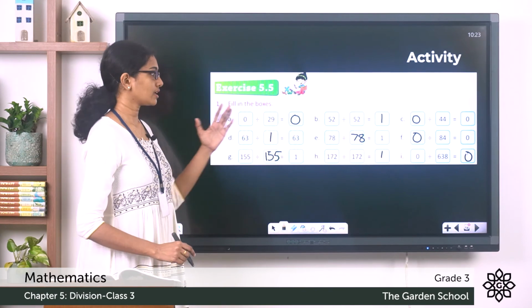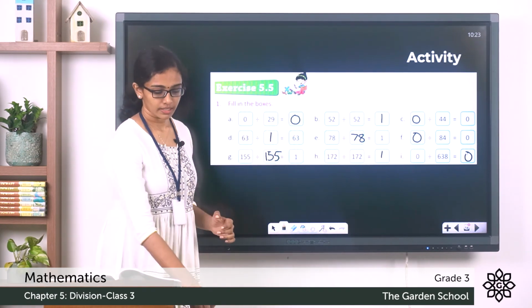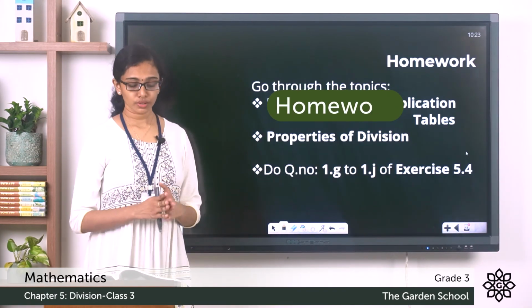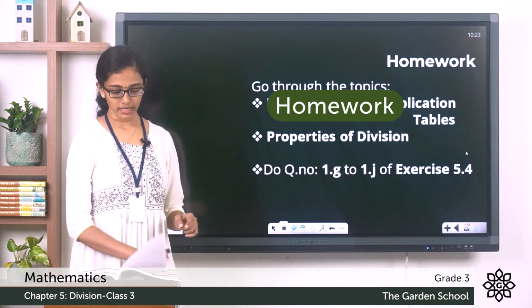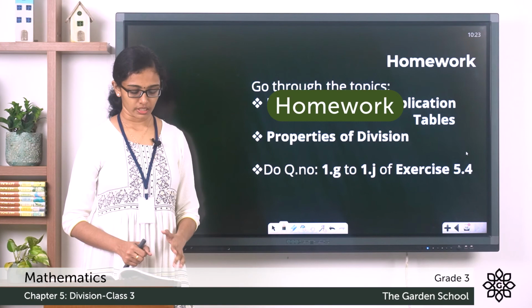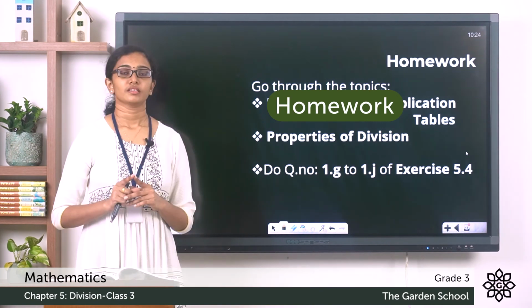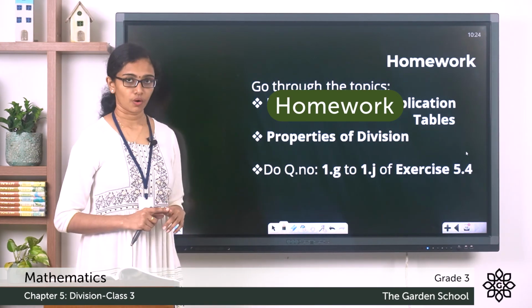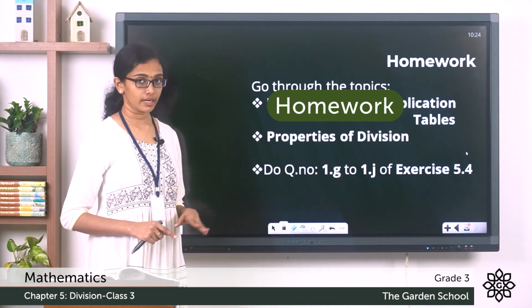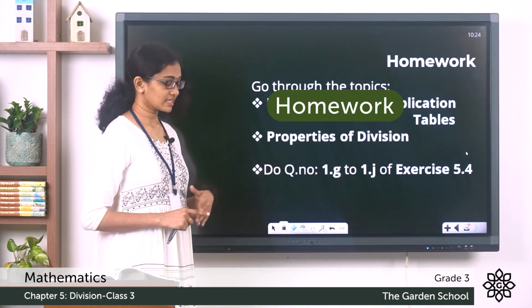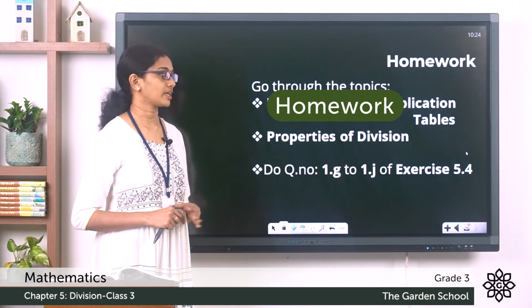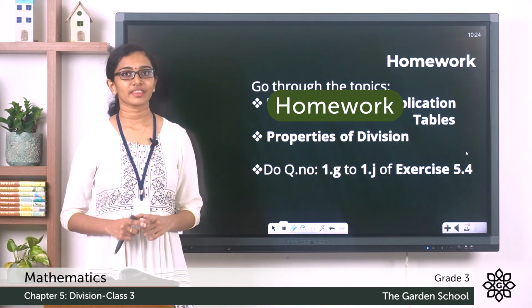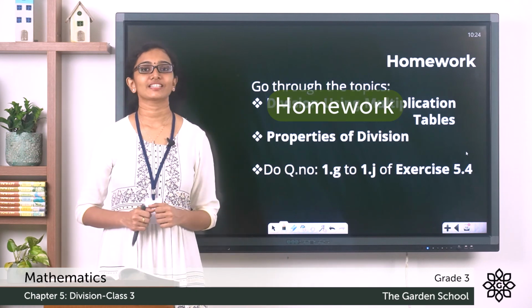I hope you have done all these questions correctly. Now, you have to go through the topics division using multiplication tables on page 71 and the properties of division on page 72 once again. Then move on to exercise 5.4, which is on page number 71. You have to complete questions 1G, 1H, 1I and 1J. And once you are done with that, please do take a picture and send it to us through Teams.